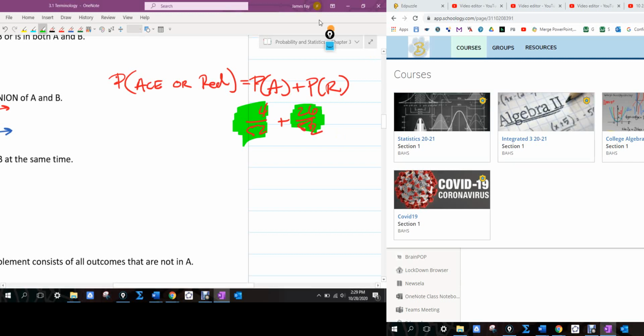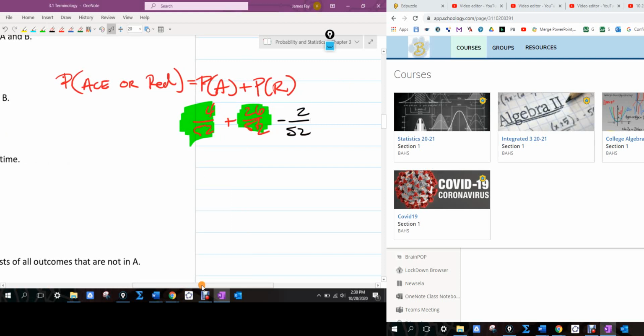So we counted them both here once, we counted them both here once. We only want to count them once overall, right? So I need to remove the cards that are red and aces. Does that make sense? Okay. So when I say probability of A plus probability of R, that's if the events cannot happen at the same time. But if they can happen at the same time, then we remove the probability of A and R. Which cards are aces and red? Well, there's 2 of them.